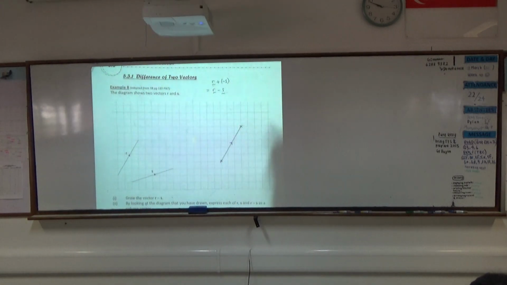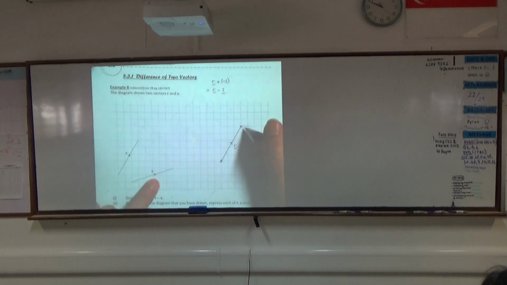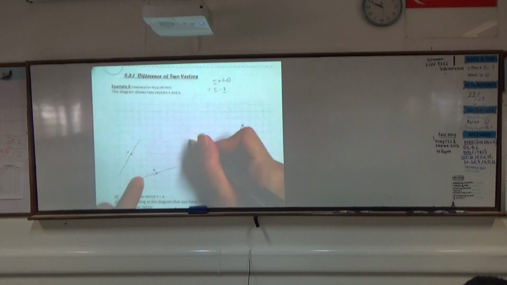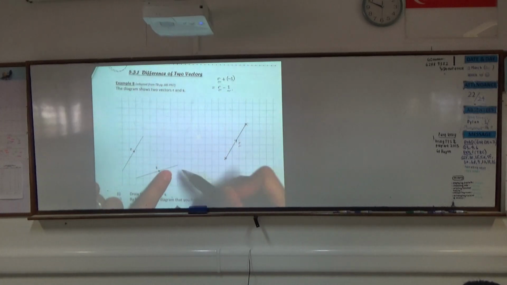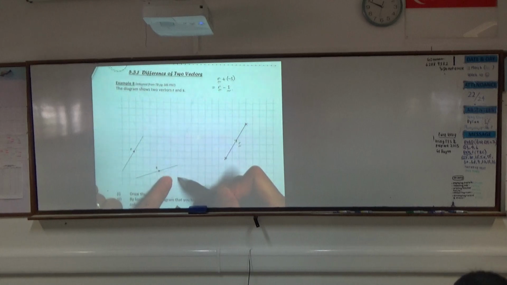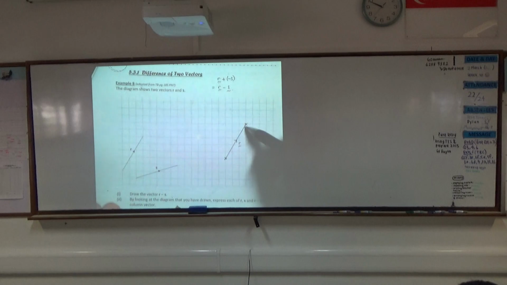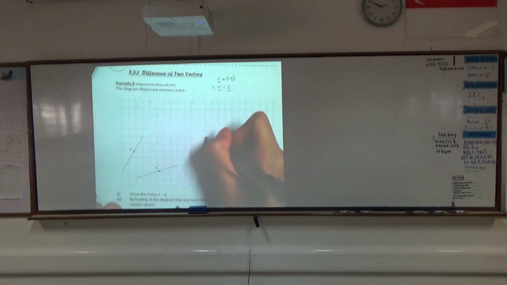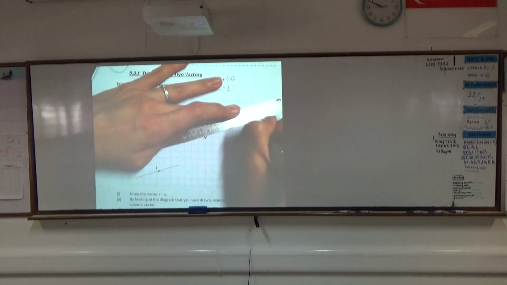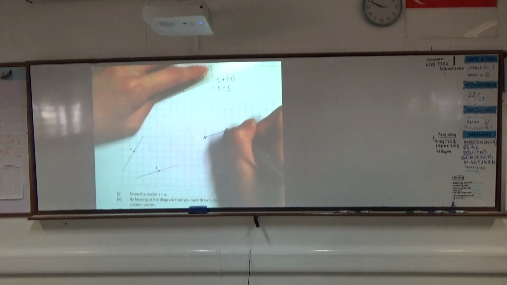Using my triangle law, I continue from the end of R by drawing negative of S. Negative of S will be in the other direction. Okay, so we can count the same way. We are going 2 downwards, and then after that 6 to the left. So this is the vector negative S.